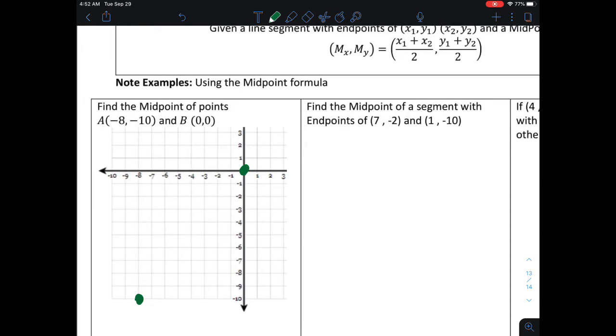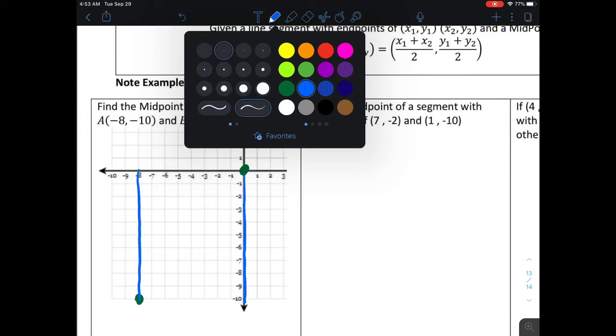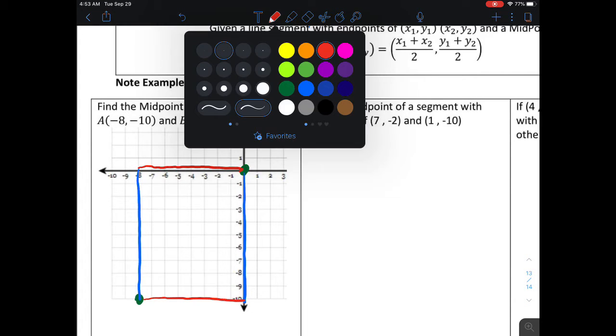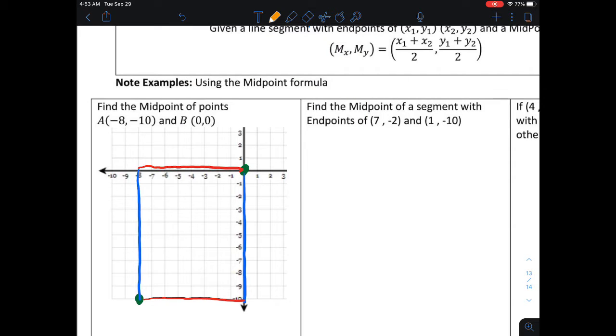Now, graphically, one way to look at this is, let's make a rectangle. If I make a rectangle where I have my two vertical legs going this way, and then I have my two horizontal legs going this direction here. Now, the midpoint of my rectangle is going to be right smack in the middle of this rectangle. So the midpoint of my line segment is going to be located where the two diagonals cross. So it's going to be located right here at that intersection.